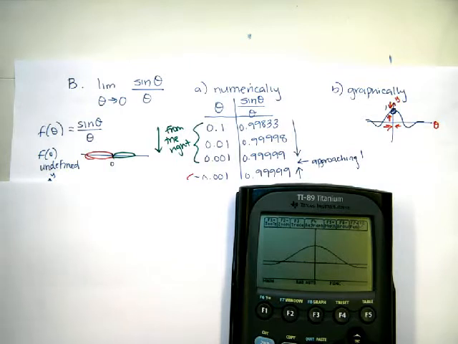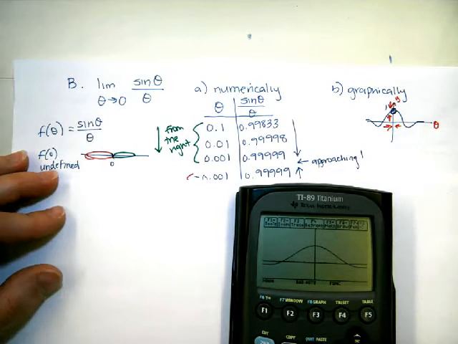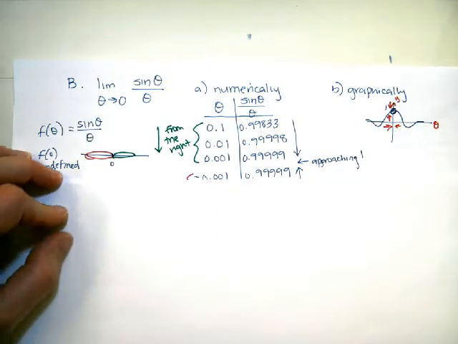Do we all agree that f of 0 is not 1? Right? But that's not what's being asked here. It's asking what the function is approaching as theta approaches 0. So as theta approaches 0, this approaches 1. Okay. All right. Let's take a look at a few more.